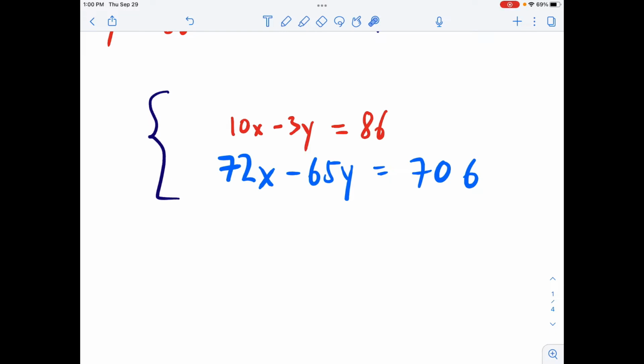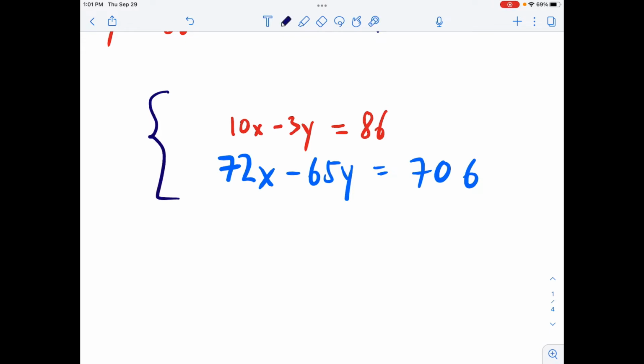Least common multiple of 10 and 72. What's that? 360, okay? So I can multiply this 10 by 36. That gives me positive 360. I can multiply this 72 by 5. That'll give me, or negative 5, that'll give me negative 360, okay? And I can add these two together, cancel out my x's, okay?